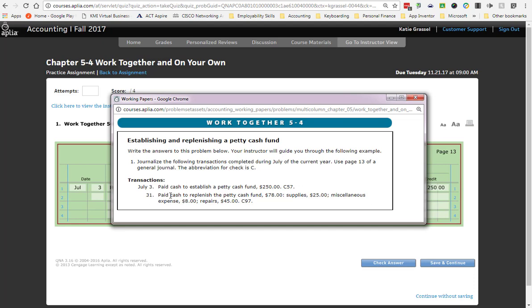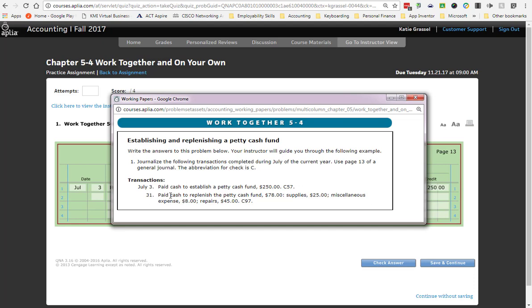because petty cash is the amount that we say that we're putting in that box. So they said we're putting $250 in this box, and as far as accounting land knows, there's still $250 there. But what happened is we pulled out these receipts and we've said we've spent $25 on supplies. We spent $8 on miscellaneous expense and $45 on repairs.